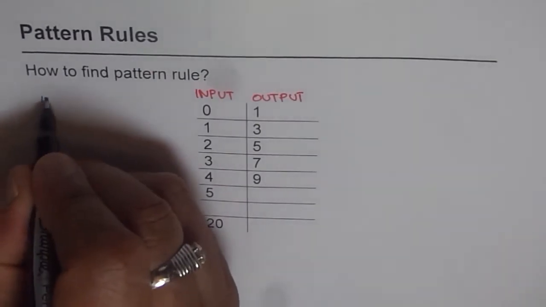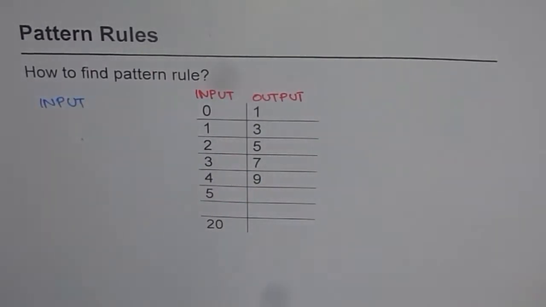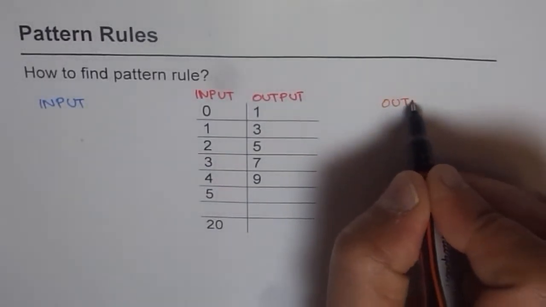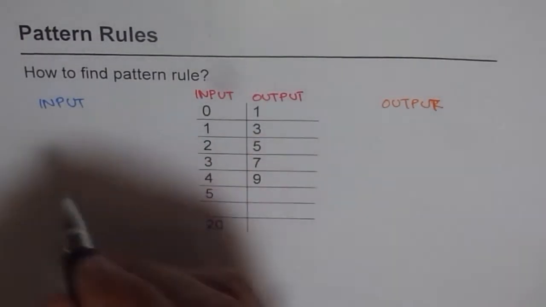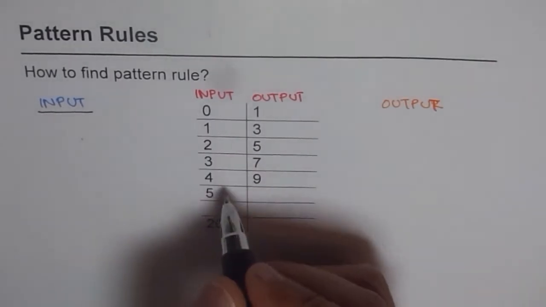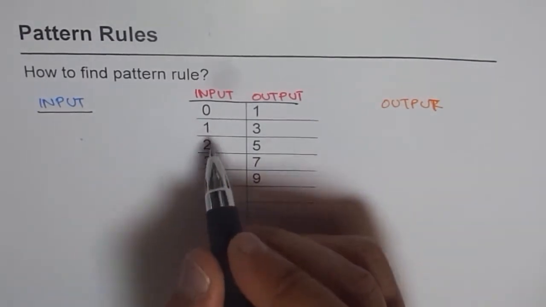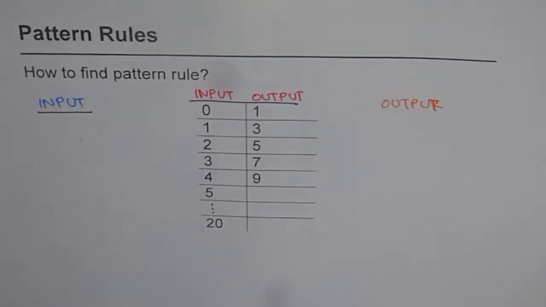So let me write down here input. And the other one will be the output pattern, right? So let me write output on this side. So output patterns and input patterns. For input, can you tell me what is the pattern? You start at, so this is your inputs, 0, 1, 2, 3, 4, 5. And then it goes on, let's say 20 at the end.